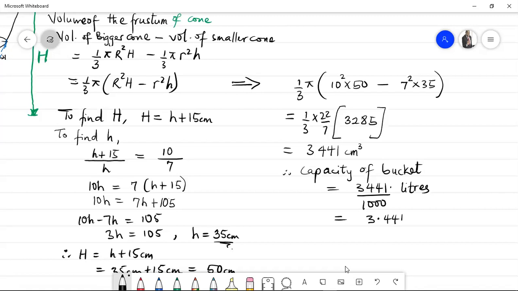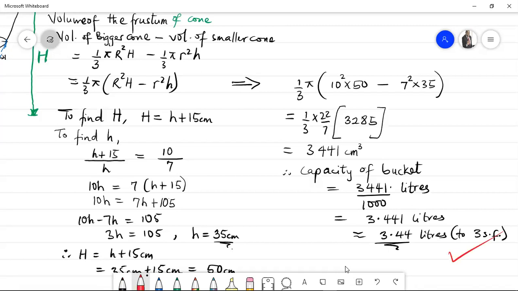And that gives a final answer of 3.441 liters, which you can approximate to 3.44 liters. And this has been done to 3 significant figures, or you can also say to 2 decimal places. You're good to go. So guys, for question A of this example, that would be the correct answer.